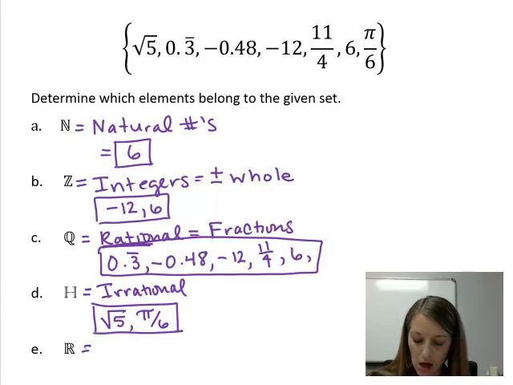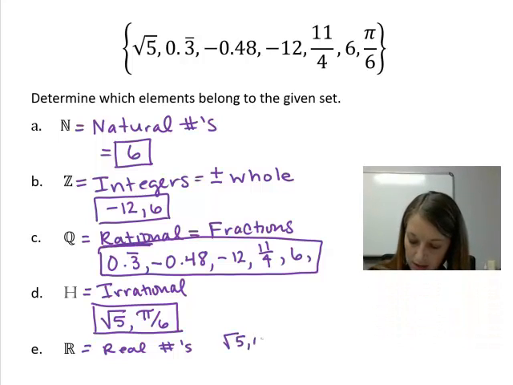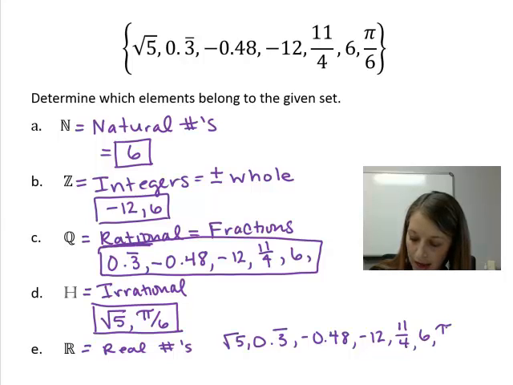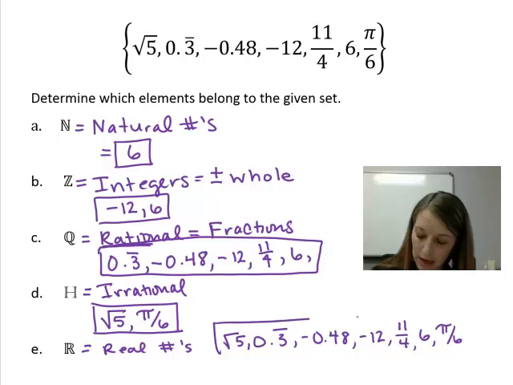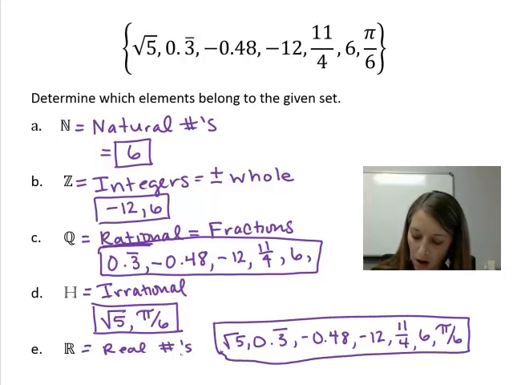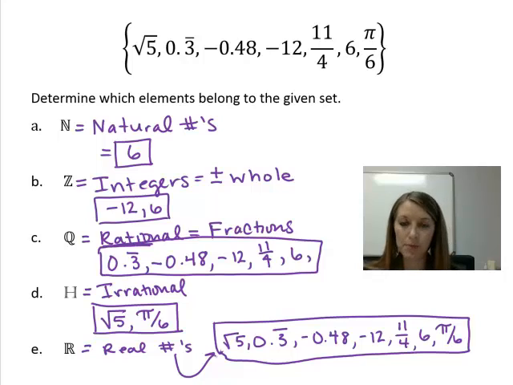Last, part E is my double bar R, or things for real numbers. And every number is a real number at this point, so every number on this list. Square root of 5, 0.3 repeating, negative 0.48, negative 12, 11 over 4, 6, and pi over 6. All numbers that can be represented on the number line are classified as real numbers. Now that is my last homework example that I have, and so that's where this video will end.